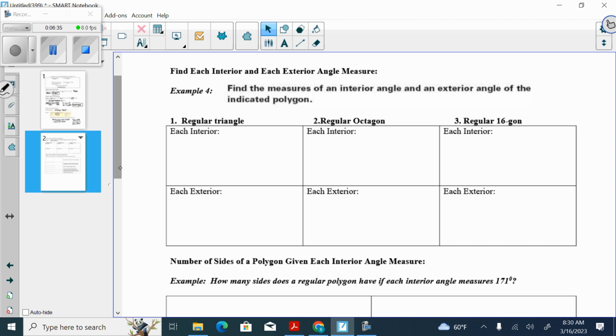Okay, so each interior angle would be 180 divided by 3. So what does that make each angle? 60. All right, and then each exterior, we know that the exterior sum is always what? 360. And I divide it also by 3, and I get 120.